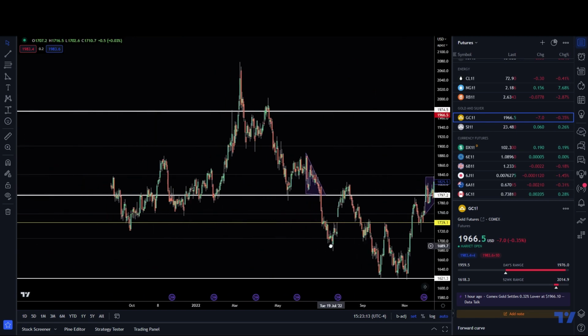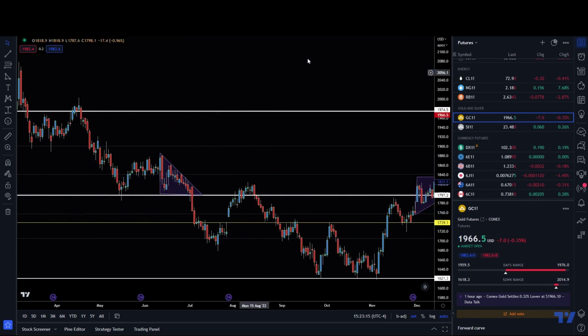Same thing on the descending here: you measure the top of the triangle to the bottom of the triangle, 86 points here, and then you measure that down. And as you see, the market hit the target. If it was a breakout to the upside, you'd be looking for it to go there.